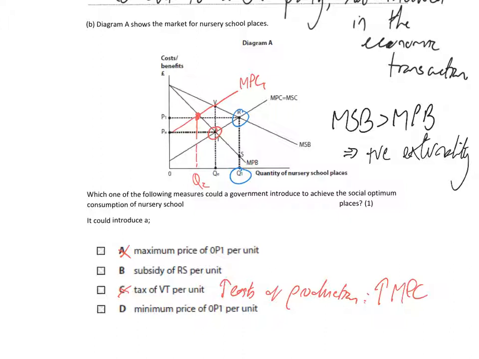A minimum price. Let's get rid of some of those extra lines just so that we can focus in on what we want to do. A minimum price of OP1: again, we might be able to get closer to the socially optimal price in doing that, but by raising the price from PE to P1, all that's going to do is move us up and along our demand curve, our marginal private benefit curve, and so we'd end up with a new level of demand that would be further away from Q1 and would actually reduce the level of consumption, which again is not something that we're looking to do.